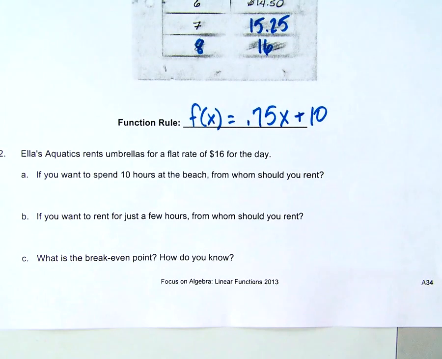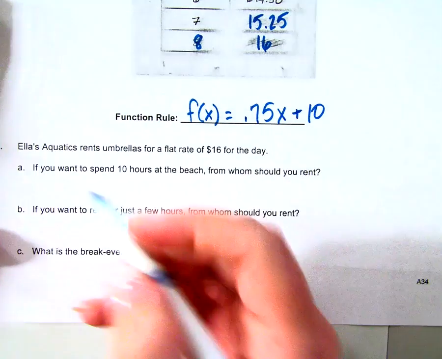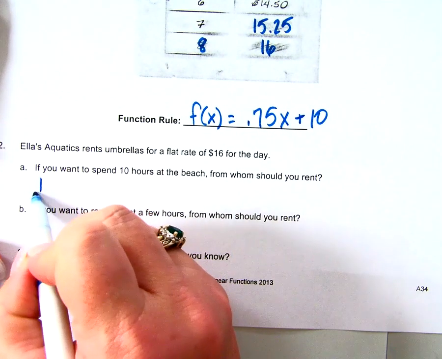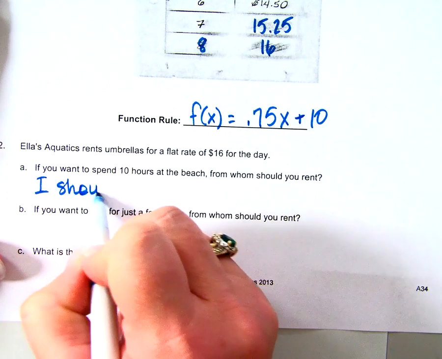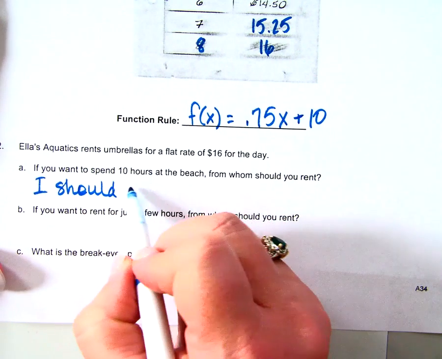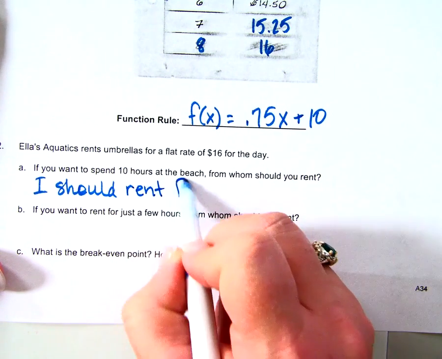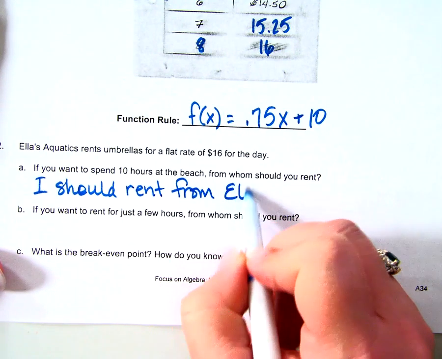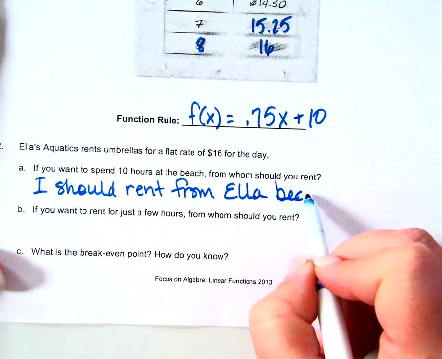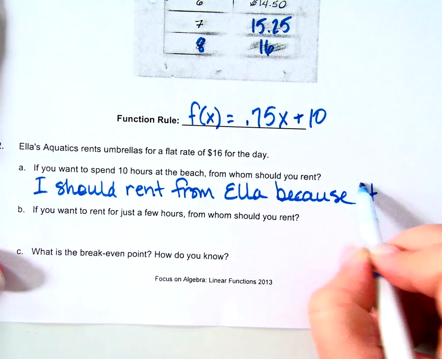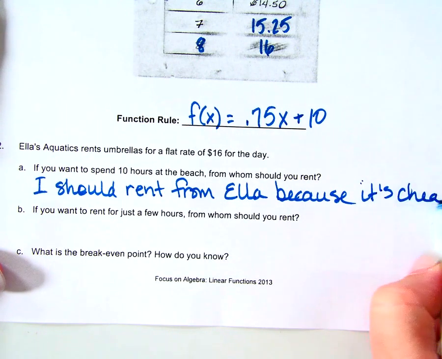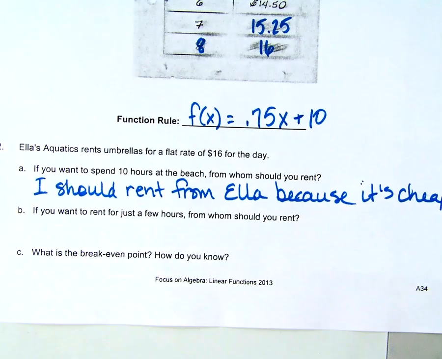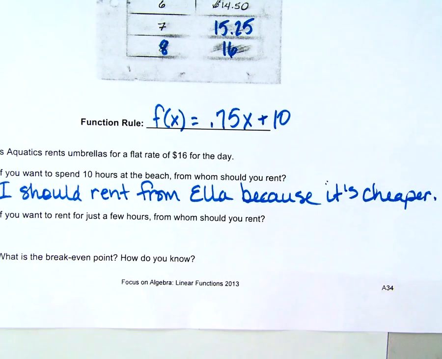Ella's Aquatics rents umbrellas for a flat rate of $16 for the day. If you want to spend 10 hours at the beach, from whom should you rent? Why Ella? So I should rent from Ella because it's cheaper.